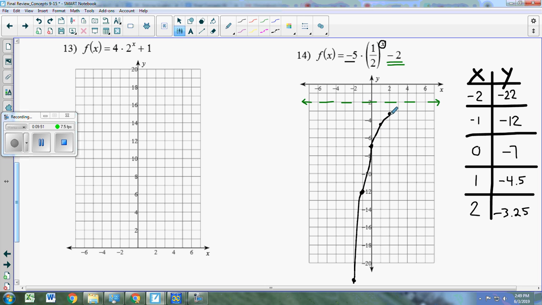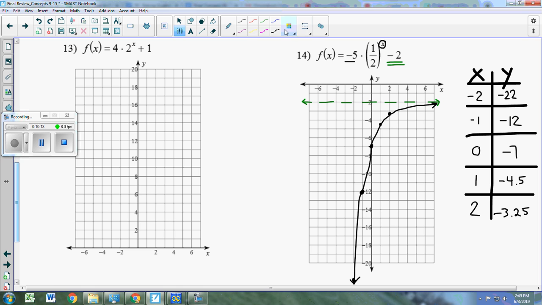Now when you get to here, you have to understand how the function works. Either make a bigger table if you don't know what's going to happen from here on out, or remember that this is going to get closer and closer and closer to the asymptote. So your line should gradually get closer, but try not to cross that dotted line that you drew. Arrows to show that it goes on forever.